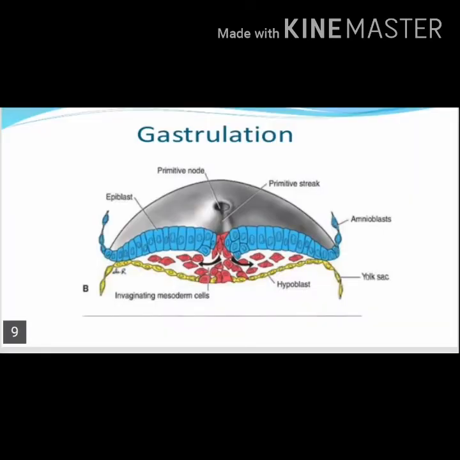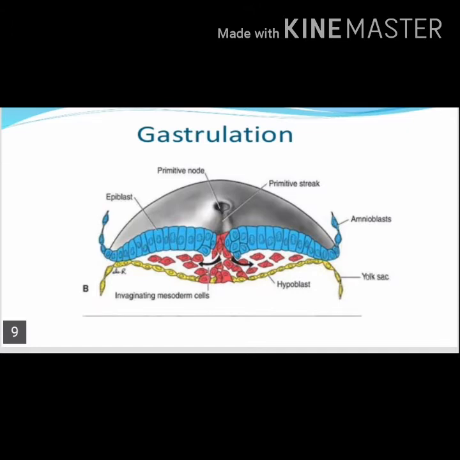As you guys know, in the second week, after differentiation of the embryoblast, we got 2 layers, epiblast and hypoblast, and these 2 layers formed the bilaminar embryonic disc. Now on that embryonic disc, a new structure is going to be formed, that is the primitive streak. So gastrulation begins with the appearance of the primitive streak on the dorsal surface of the embryonic disc on day 15.